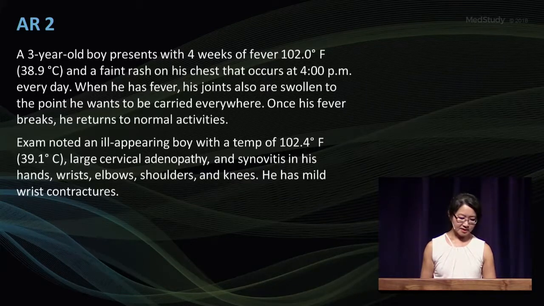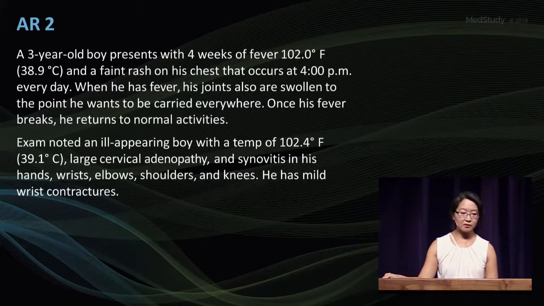All right, let's get back to the topic of systemic onset JIA. Question for you. A 3-year-old boy presents with 4 weeks of fever, 102 degrees Fahrenheit, and a faint rash on his chest that occurs at 4 p.m. every day. When he has fever, his joints are also swollen to the point he wants to be carried everywhere. Once his fever breaks, he returns to normal activity.